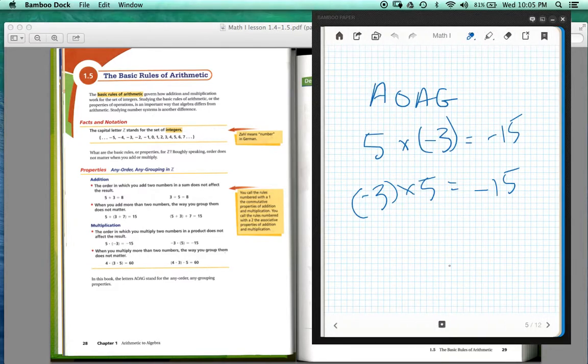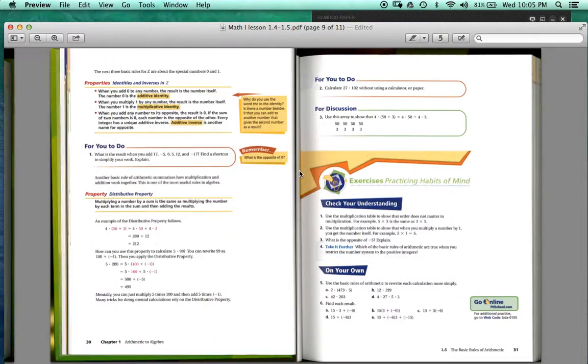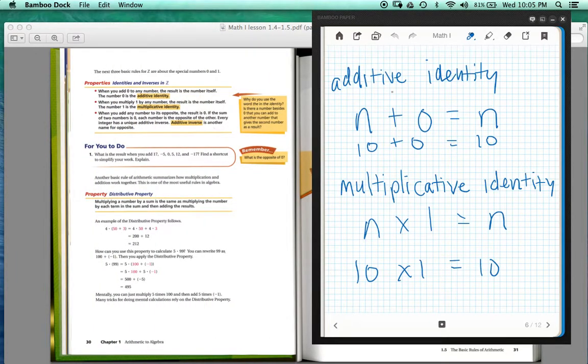It also works for multiplication. You have 5 times -3 is -15, and -3 times 5 is -15. So it doesn't matter which order you write them in, as long as you're just multiplying or just adding. You can do it in any order and still get the same thing. Another property that we have is the additive identity. That means you can take any integer and add 0, and you're going to get that same integer back. So something like 10 plus 0 is equal to 10. So that's a property of integers.